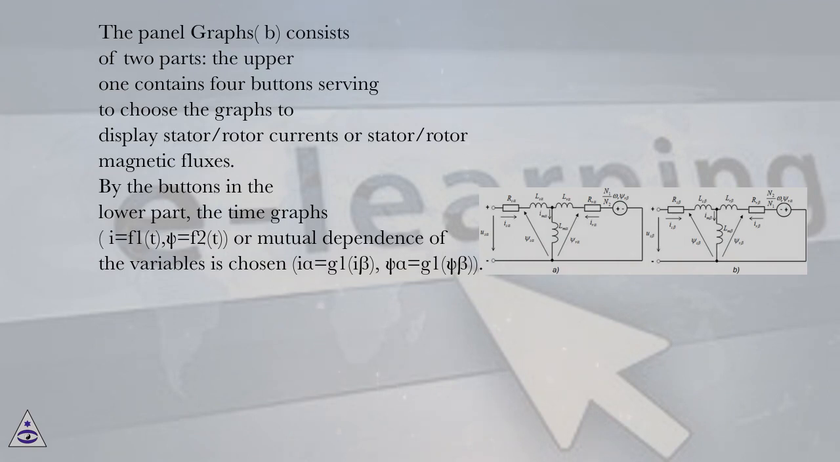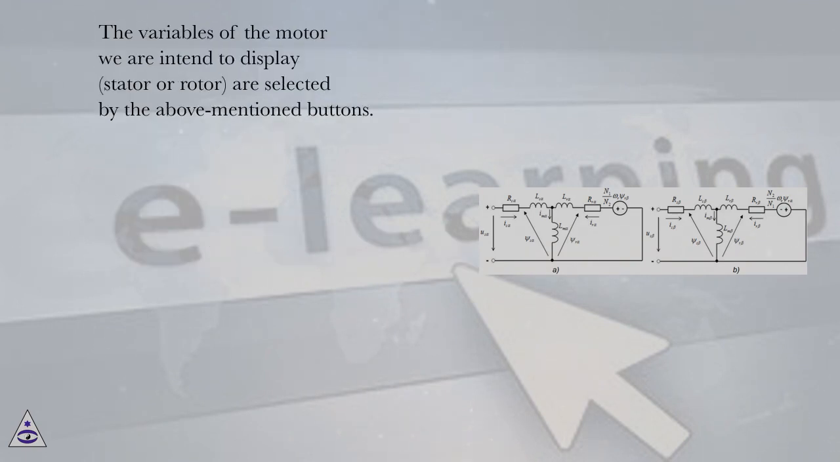The upper one contains 4 buttons serving to choose the graphs to display: stator/rotor currents or stator/rotor magnetic fluxes. By the buttons in the lower part, the time graphs, i equals f1(t), psi equals f2(t), or the mutual dependence of the variables is chosen: i alpha equals g1(i beta), psi alpha equals g1(psi beta). The variables of the motor we intend to display, stator or rotor, are selected by the above-mentioned buttons.